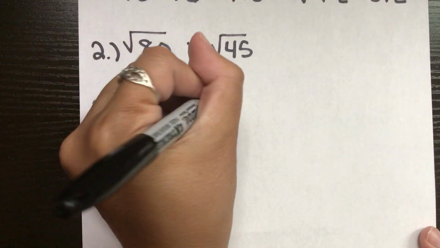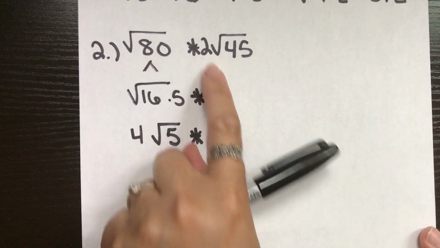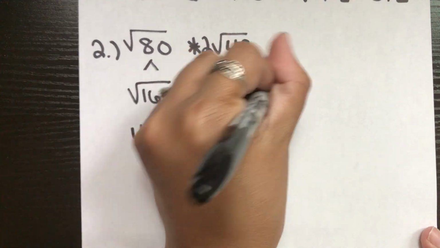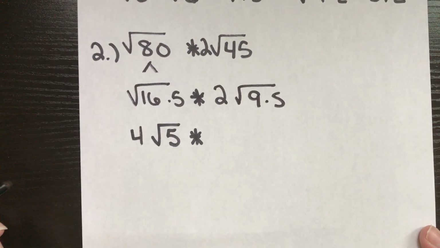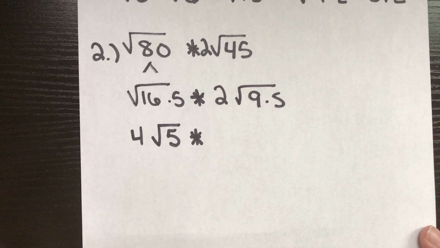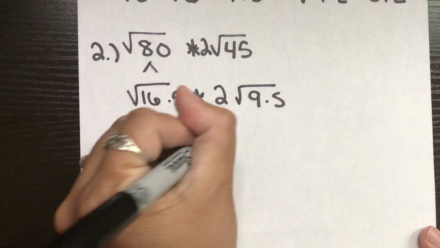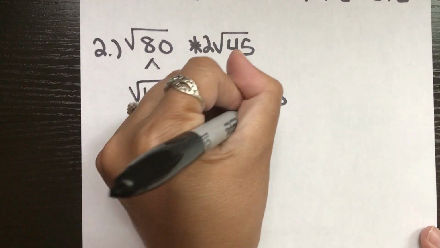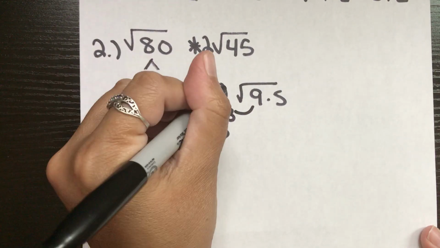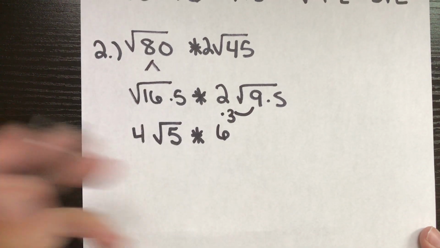For 45, I'm going to keep the 2. That comes from here. I know that 45 is 9 times 5 because 9 times 5 is 45 and 9 is a perfect square. So the 9 is going to become a 3 and go with the 2 on the outside to give us 6. So again, the 9 becomes a 3 and the 2 and the 3 get multiplied to give us 6 square root 5.